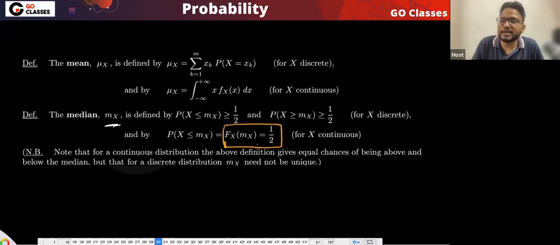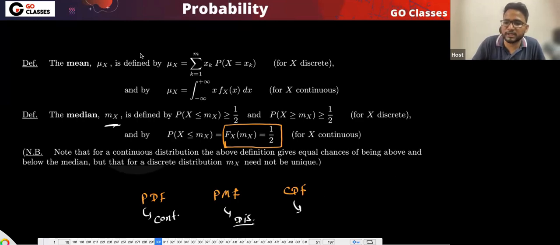They are saying it is just one number for which the CDF, this is CDF, right? Do you remember the CDF? There were three terms: PDF, PMF, and CDF. Tell me, PDF is for continuous or discrete? It is for continuous. PMF is for continuous or discrete? It is for discrete. CDF is for continuous or discrete? Yes, it is for both continuous and discrete. Okay.